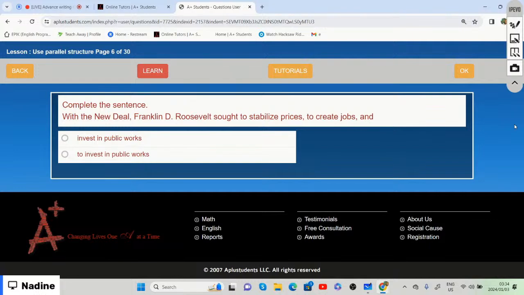So with the New Deal, Franklin D. Roosevelt sought to stabilize prices, to create jobs, and invest in public works.